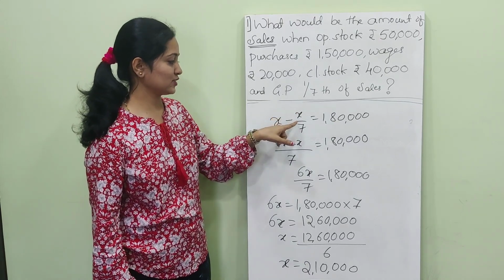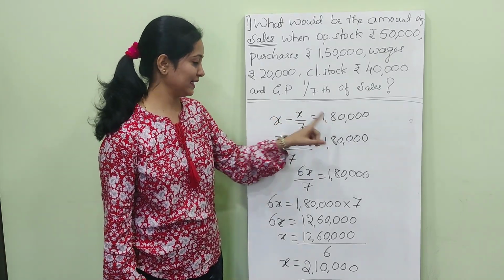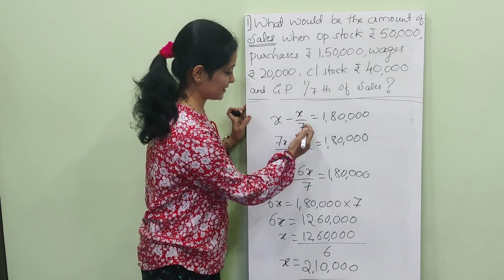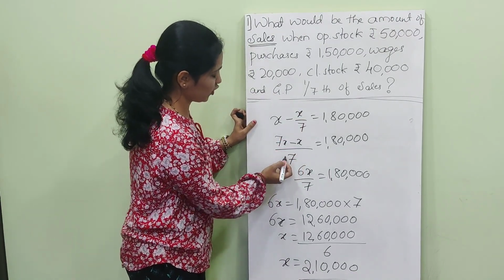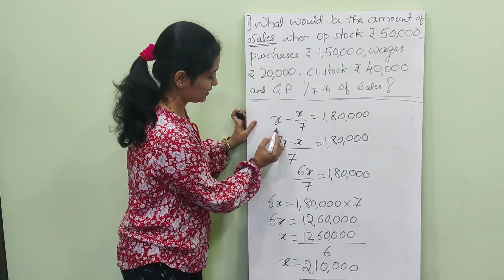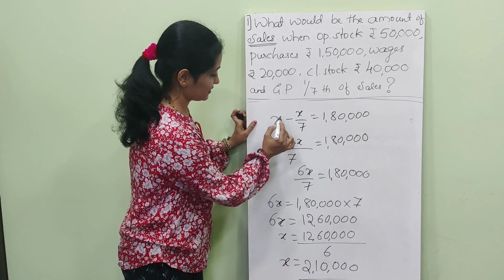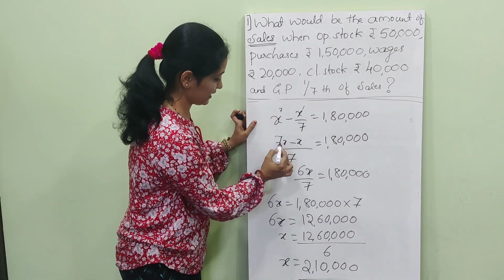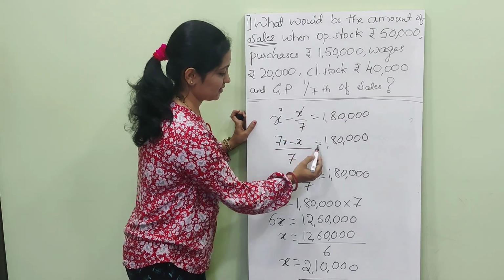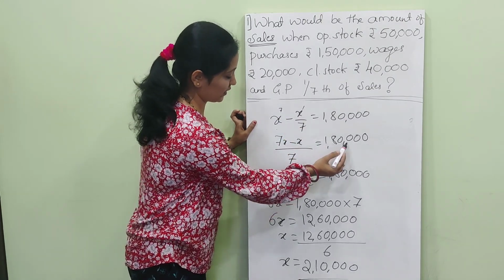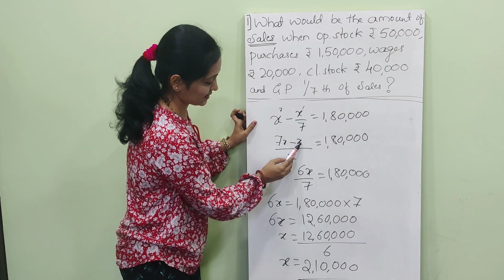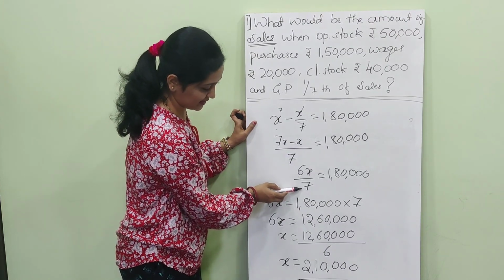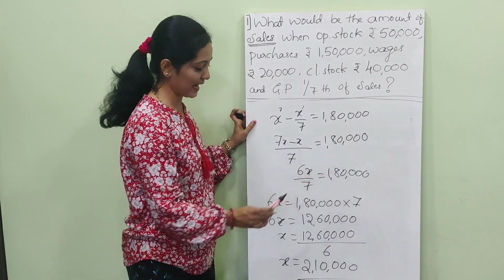So here is the continuation of the answer. X minus X divided by 7 is equal to 1,80,000. Here take the LCM 7 as the denominator. So 7X minus X, then 6X divided by 7 is equal to 1,80,000, as 7 minus 1 is equal to 6.